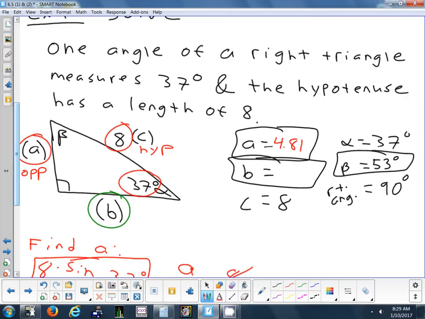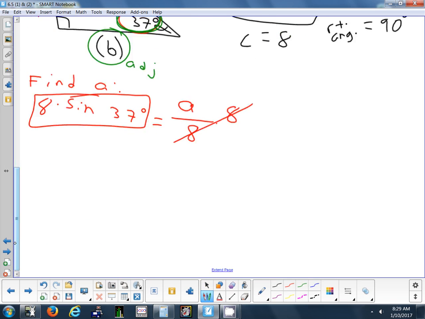That's what I want to find. That's the angle I was given. That's the side I was given. Okay, so this time focus on everything that's in green. Well, I've already labeled the hypotenuse. What's side B? Adjacent. And now I want to know adjacent. I already have hypotenuse. What trig function has adjacent and hypotenuse? Cosine.